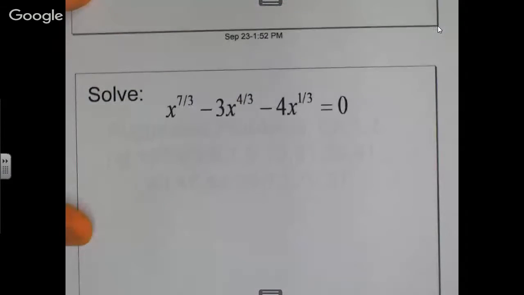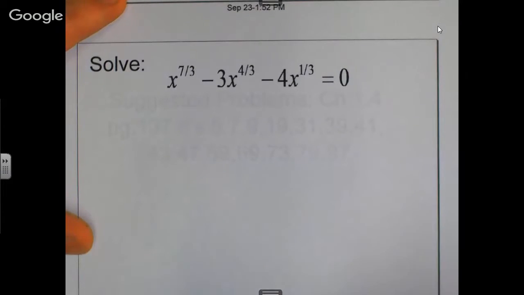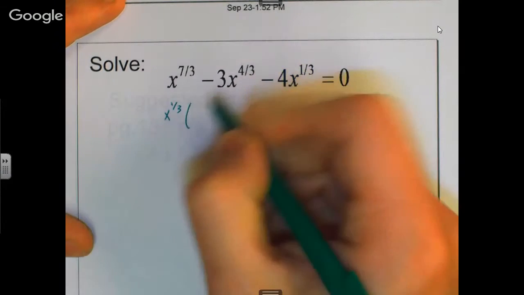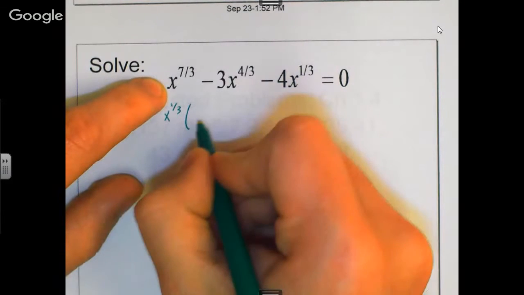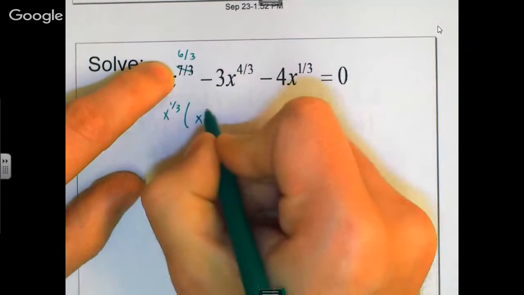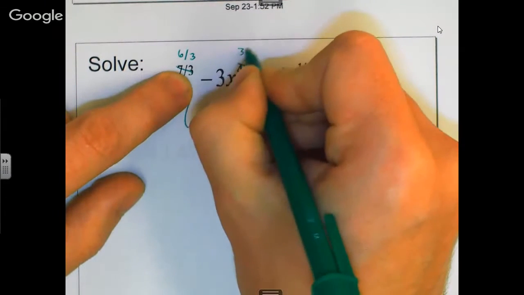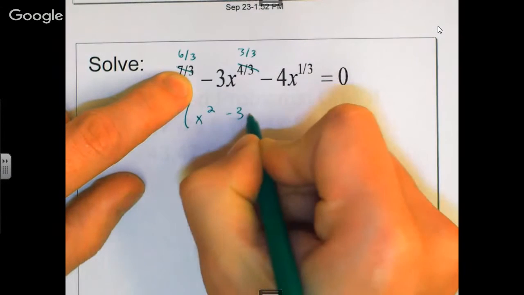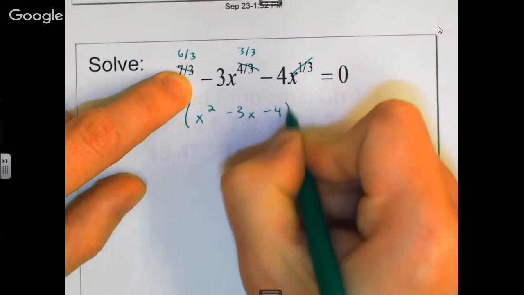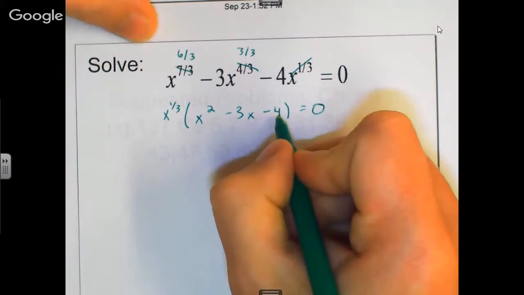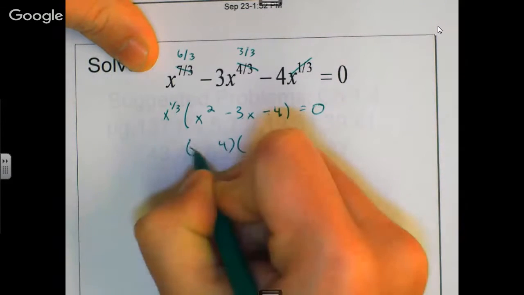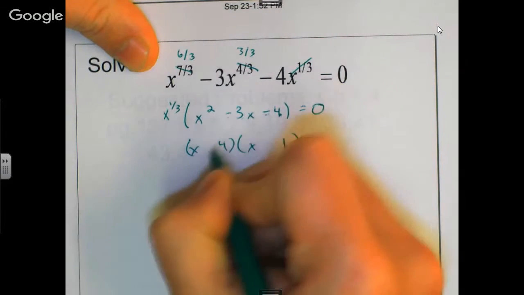This one looks a little strange, but all I have to do is factor out the 1/3. So if I factor out a 1/3, I get x to the 6/3, so I get x squared. I get x to the 3/3, so I get x to the 1, and minus 4 equals 0. So again, factors of 4 that subtract to 3, it's 4 and 1. The signs are different. The bigger one is negative.